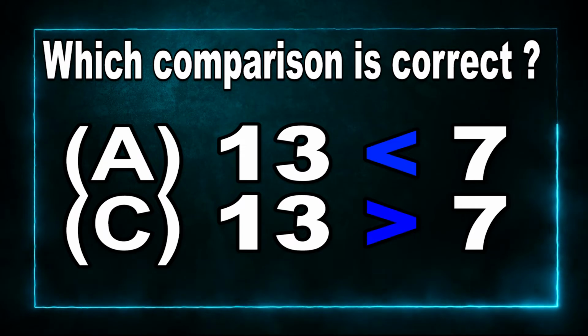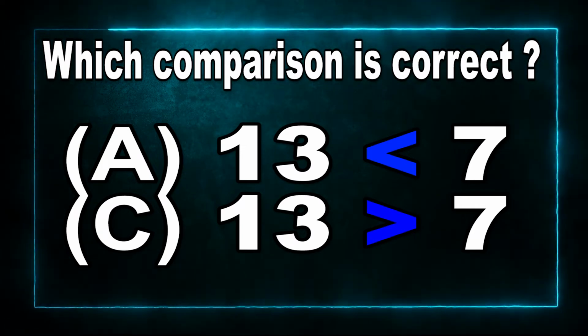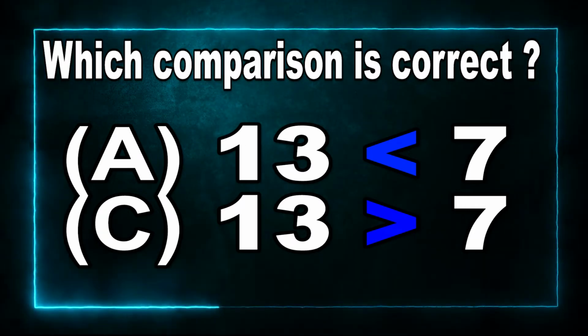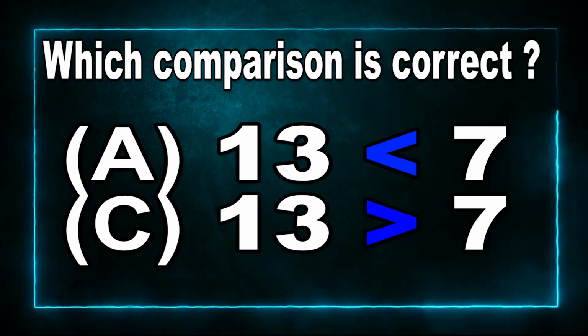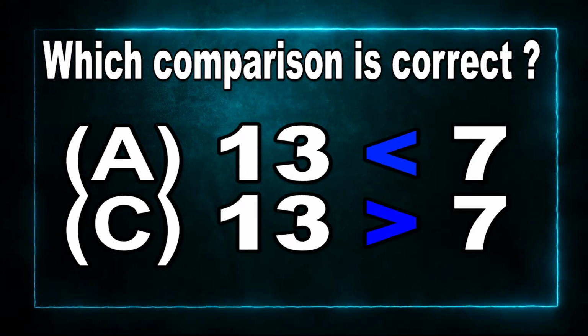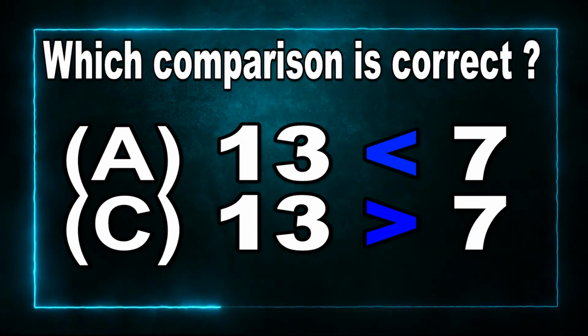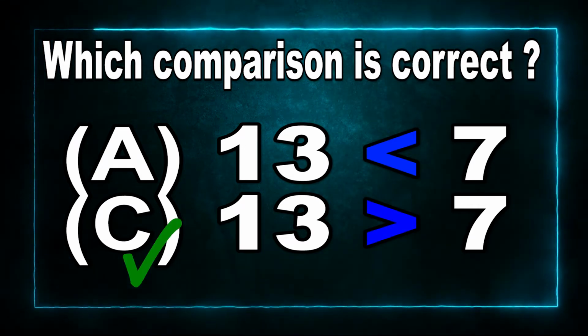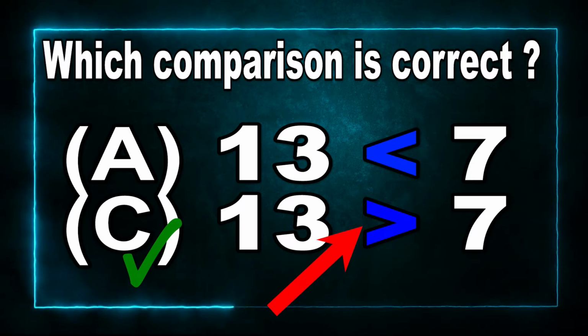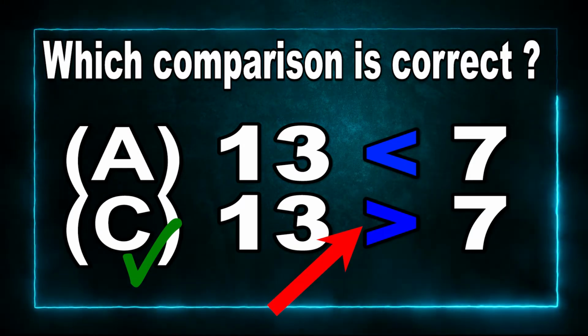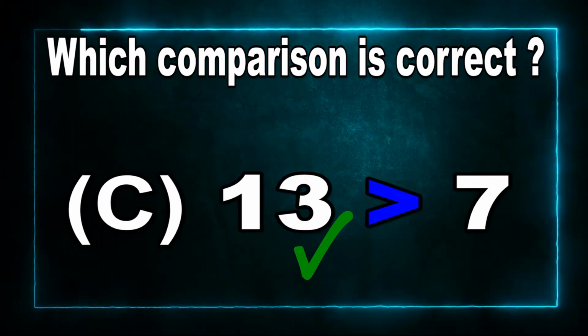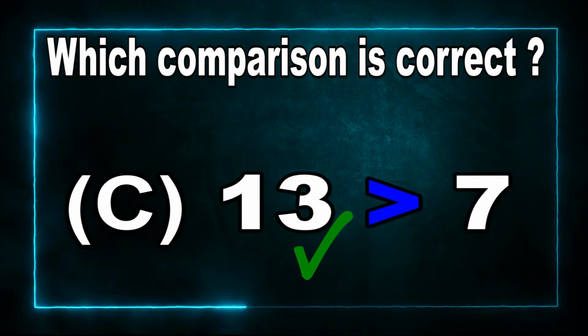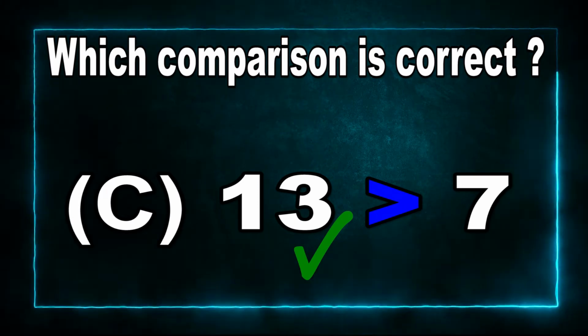Letter A and letter C. Which one of them has the alligator mouth open to 13? That will be letter C, the last one. The alligator mouth is open to 13. So we can read 13 is greater than 7. Comparing numbers is easy, isn't that so?